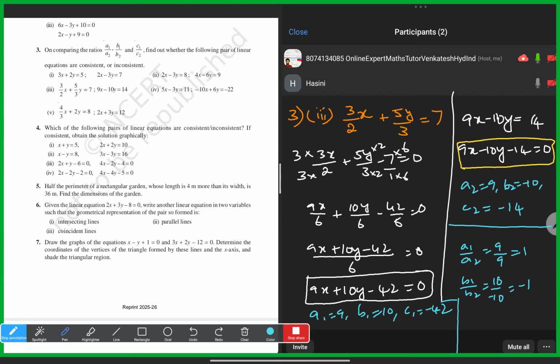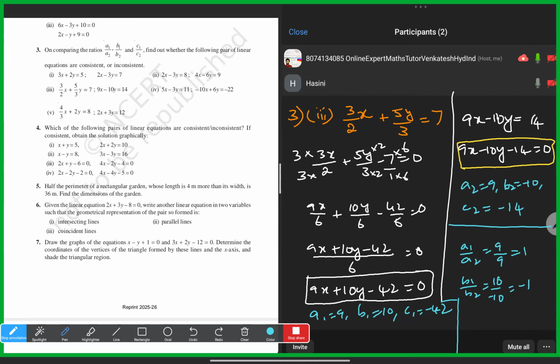B1 by B2, I did it. B1 is 10, B2 is minus 10. So 10 by minus 10 is minus 1, because 10 by 10 is 1, but one is negative. Yes, sir. So minus 1. Any doubt? No, sir.